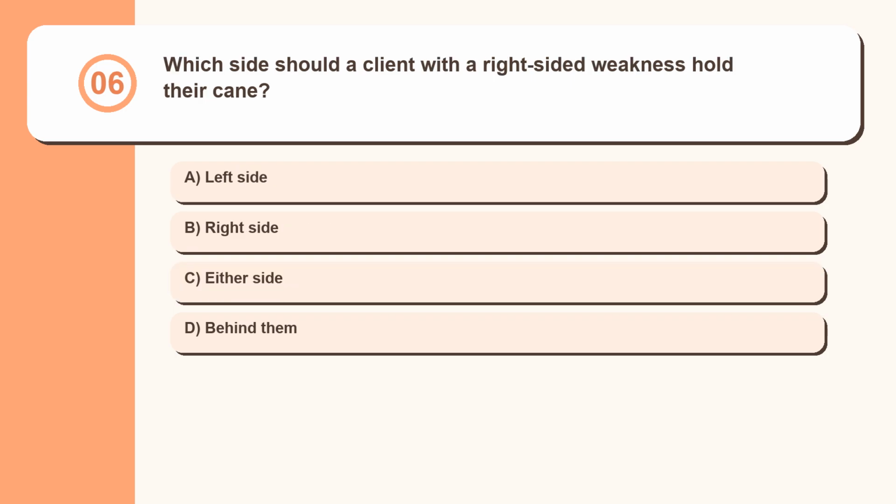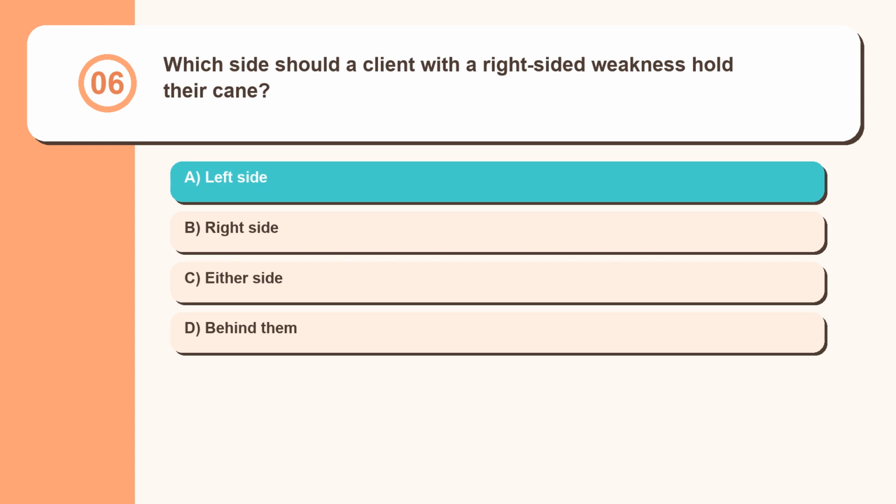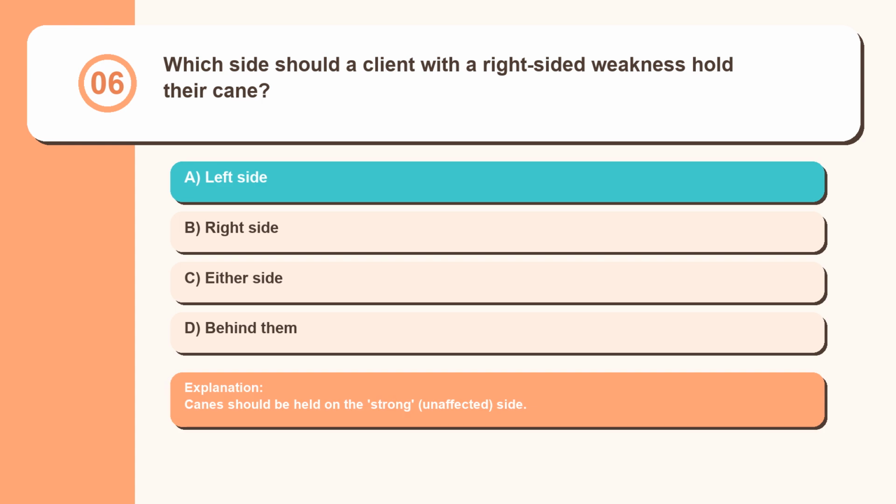Question 6. Which side should a client with a right-sided weakness hold their cane? Left side, right side, either side, behind them. Canes should be held on the strong, unaffected side.